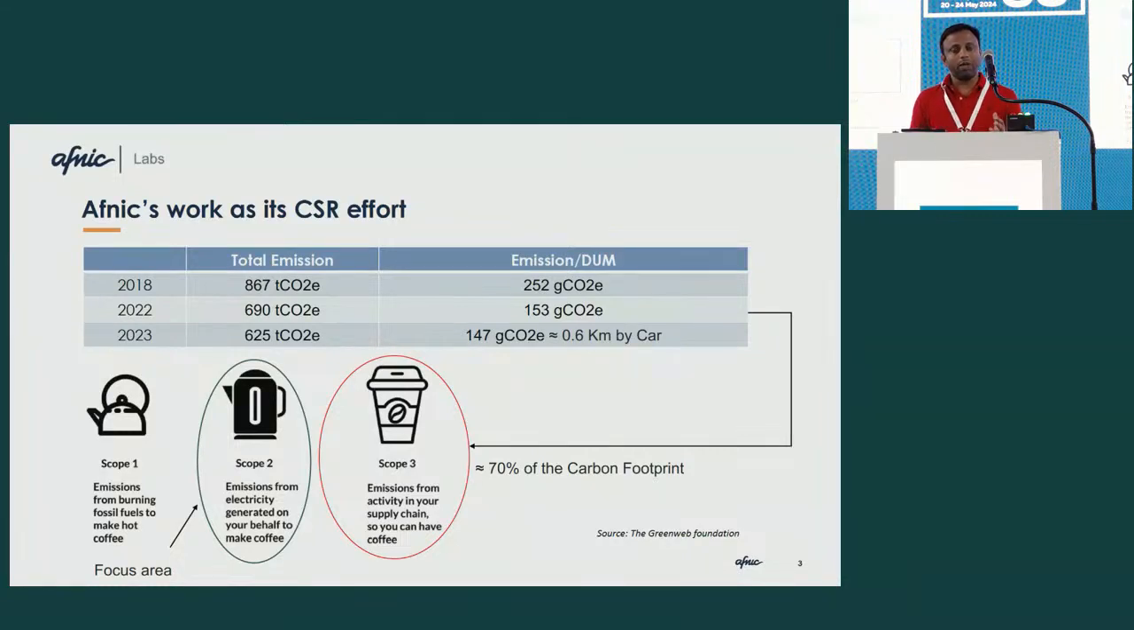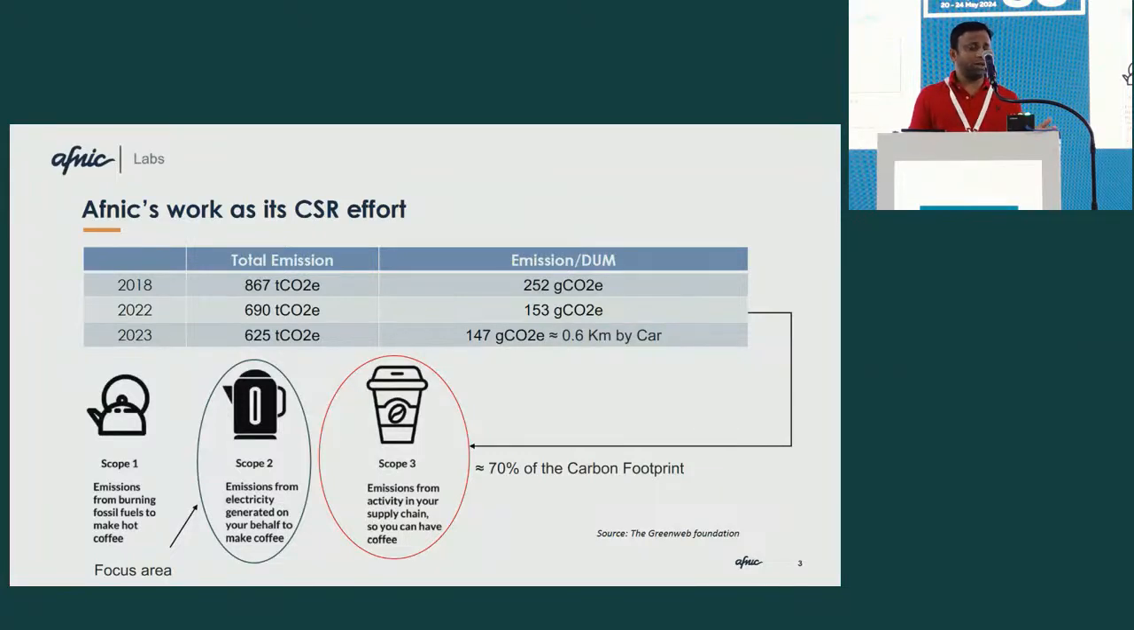And what AFNIC has been doing is quantifying the scope 3 from 2018 to 2023. As you can see, we were able to reduce the carbon footprint. For 2023, for scope 3, our carbon footprint is around 625 tons of CO2 equivalent. We divided it by the number of domains that we have. For example, we have about 4.3 million domain names, and it comes to 147 grams CO2 equivalent. So this is the carbon footprint to host a domain name for a year. In layman's terms, it is like traveling by car for 600 meters.